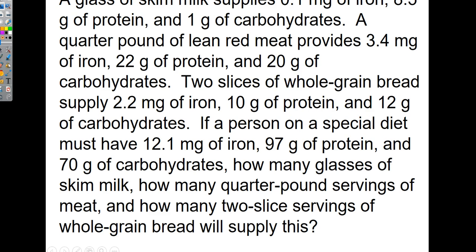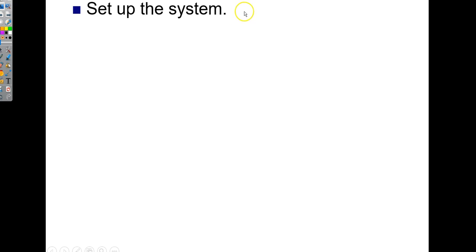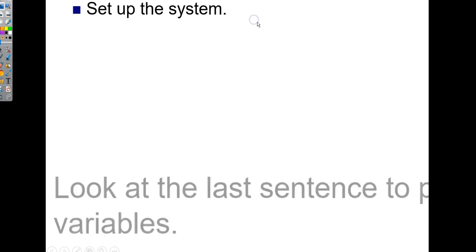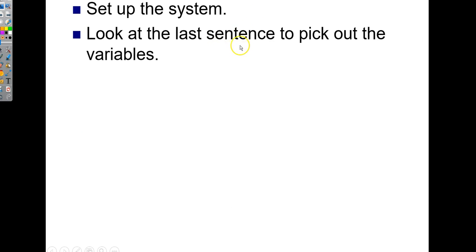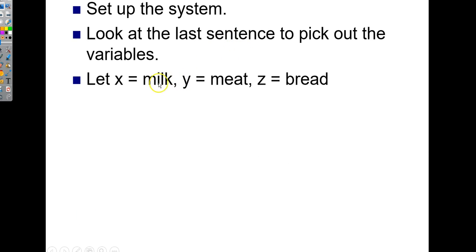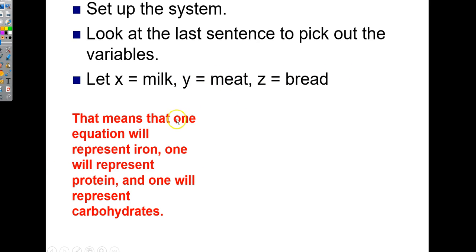Okay, this is the word problem. First thing we want to do is set up the system. Look at the last sentence and pick out the variables. It says x equal to milk, y equal to meat, and z equal to bread. That means that one equation will represent iron, one will represent protein, and one will represent carbohydrates.